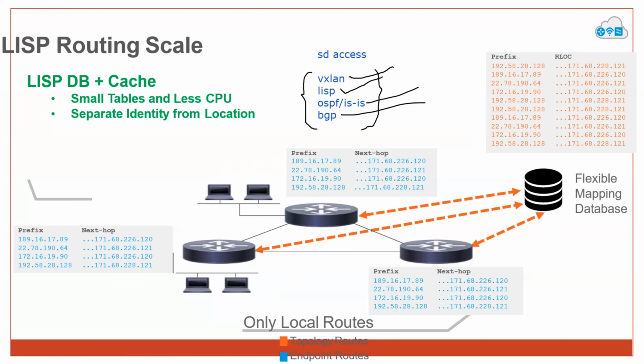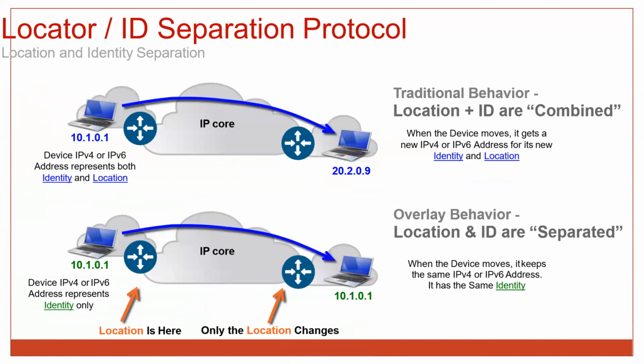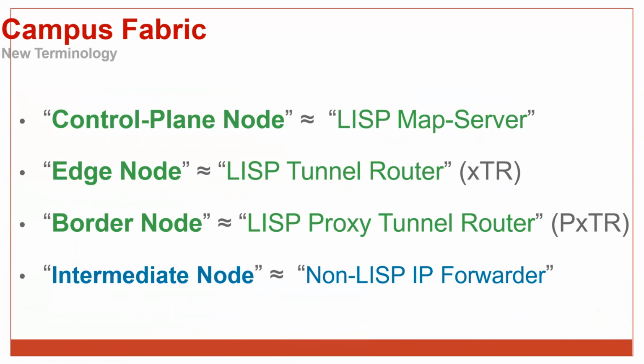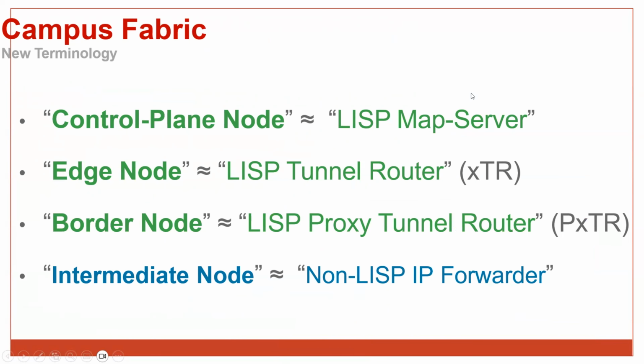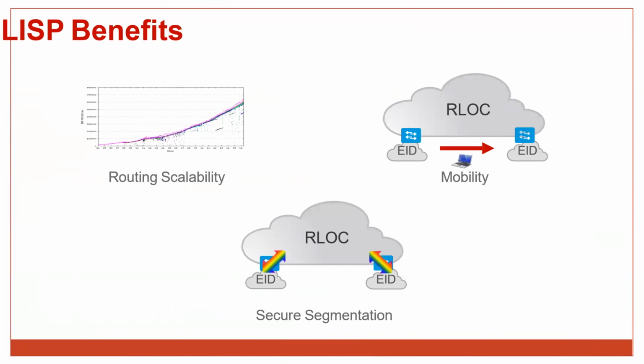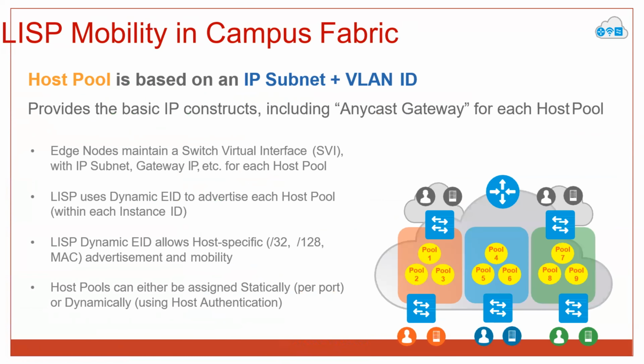We don't have to do any configuration related to all these technologies, but all these technologies are there in Cisco SD Access. LISP is there, VXLAN is there, TrustSec also you can do from Cisco DNA. Okay, any doubt in this so far?